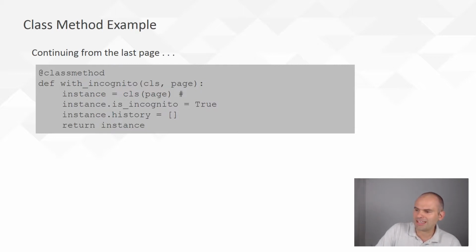So this right here is essentially making an instance of the object. So cls, it's like going WebBrowser, boom, putting the page in there. What that does is create a web browser object, but then manually sets the attribute is_incognito to true, overrides history to make it blank, and then returns it. So when you create a brand new web browser object, you would say WebBrowser.with_incognito, then enter the page. Now, if you have any doubts about this, don't worry, we're about to tackle this in code in more detail right now.